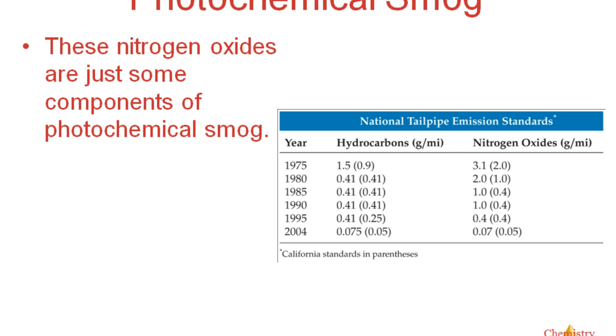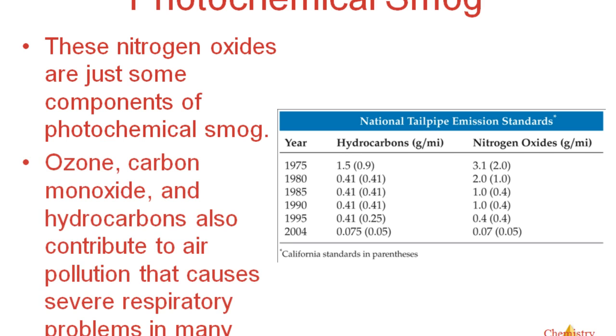Here you have the table given for the national emission standards. As you can see, Californian standards are given in parentheses, and the Californian nitrogen oxide standards are much more stringent from 75 onwards. The hydrocarbon standards, at least from 95 onwards, are lower than the national average or the other areas of the country. If the standard is, let's say, 0.075 for hydrocarbon, California can have only 0.05.